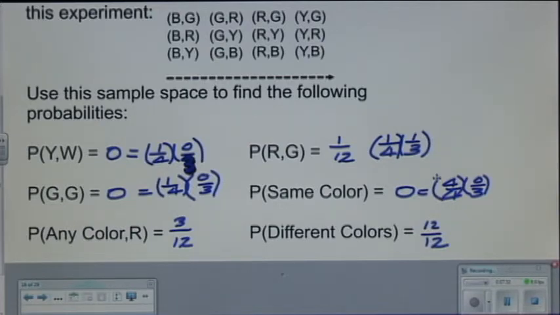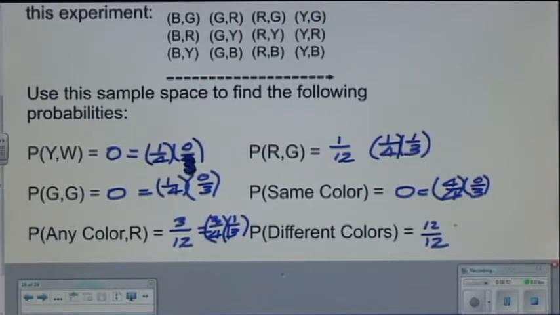How about any color followed by red? Well, we're going to have to look at this a little bit differently. Let's look at the second draw. There is 1 way out of 3 in the second draw to get a red marble when a first marble is drawn out. There are only 3 ways out of 4 to get a marble that meets this criteria of any color to be able to have a red one in the second draw. Notice, again, I get 3/12.